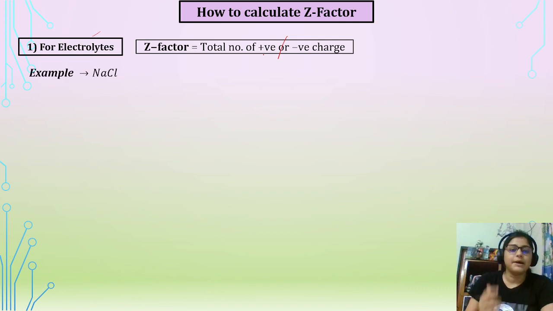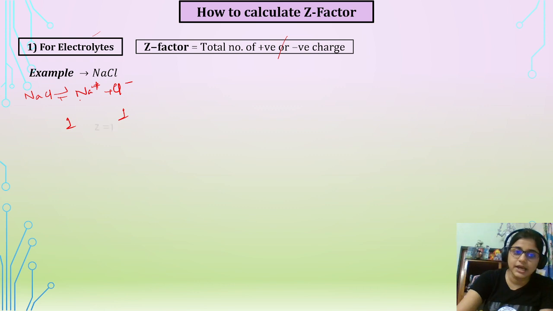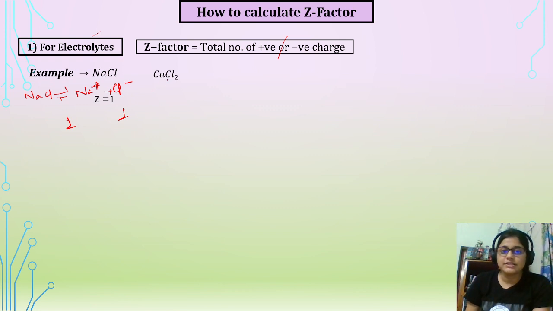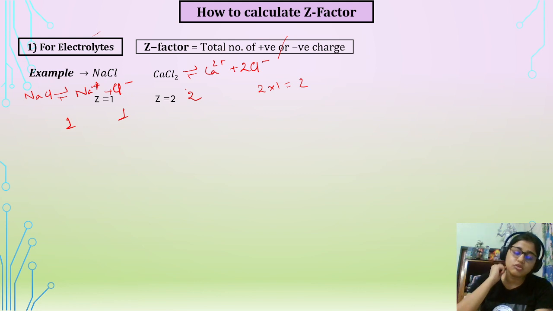Fine. Now example NaCl. How can it dissociate? NaCl gives Na plus and Cl minus, right? So the total number of positive charge is 1 and the total number of negative charge is also 1. So if we calculate via the cation or anion, in both cases the answer will be equal to 1, right? Let's take another example, CaCl2. This dissociates into Ca2 plus and 2Cl minus. So the total number of positive charge is 2. The total number of negative charge is 2 into 1, equal to 2. So in both ways, Z factor will be equal to 2.